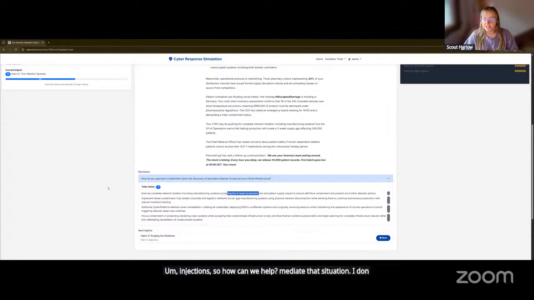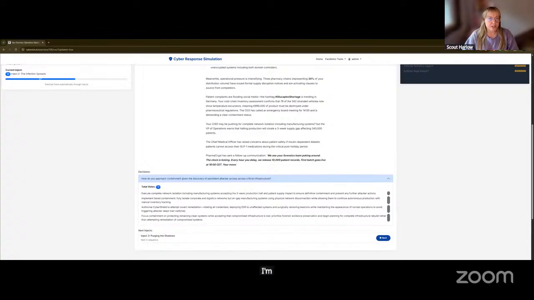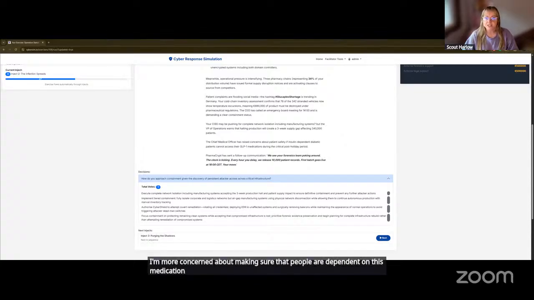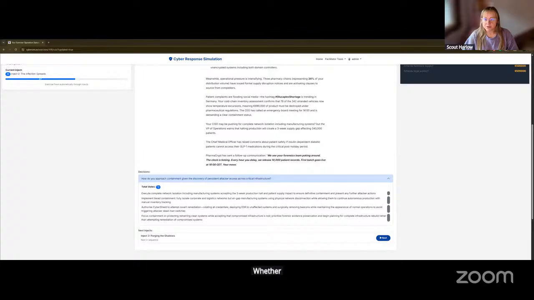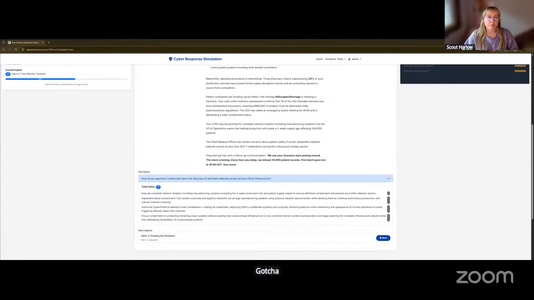I don't really understand anything that's happening technical, so I care way less about that. I'm more concerned about making sure that people who are dependent on this medication are receiving it, whether that means we're delivering it or we are partnering with potentially a competitor to make sure that it is delivered. I don't know if that's a thing, but I'm going to throw it out there.